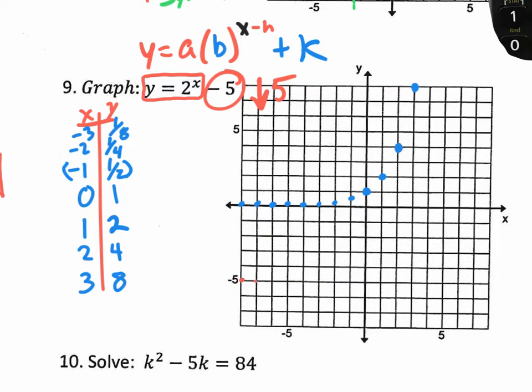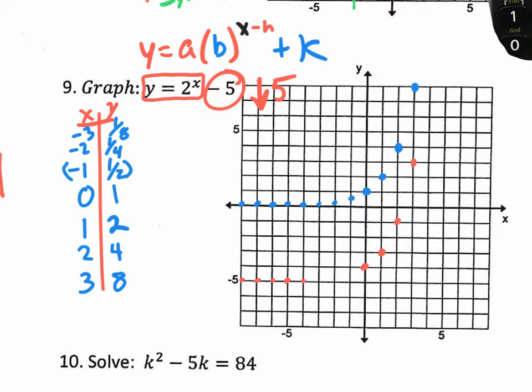So let's do that. Let's put our dots right here, 5 units down from the other dots. Let's go to this nice dot and go 5 units down. It'll be right there. This guy right here, 5 units down, it'll be right here. And so on and so on.